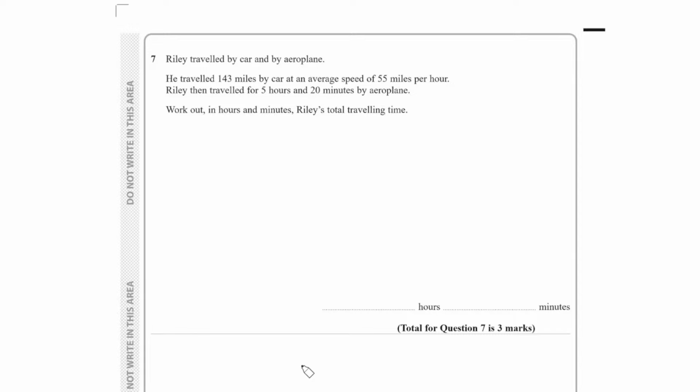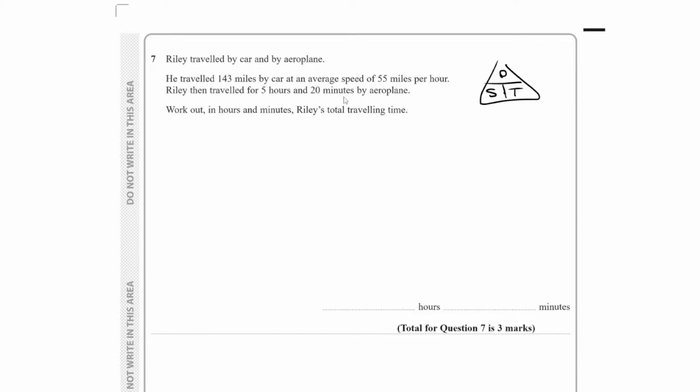Riley then travelled for 5 hours and 20 minutes by aeroplane. Work out in hours and minutes Riley's total travelling time. So this is obviously speed, distance, time, isn't it? So you might want your little formula triangle. Speed is distance over time, just so we can rearrange it if we need to. So they want to know the time at the end.